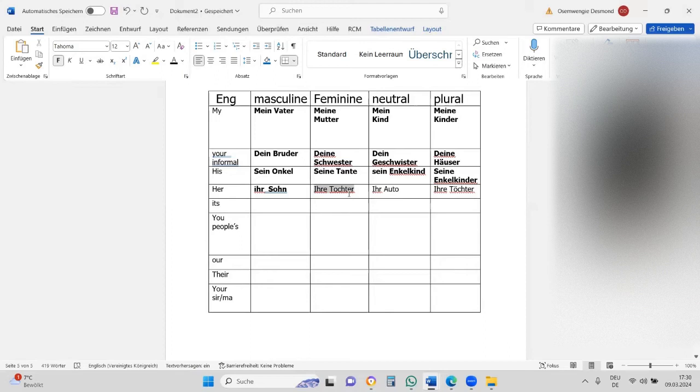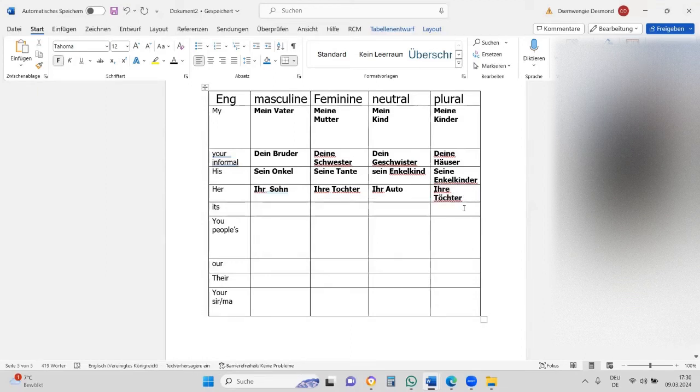Ihre Tochter. Ihre Tochter. Ihr Auto means a car. Ihre Töchter. Forget what pronunciation. This is Tochter. This is Töchter. I said ihre Töchter.